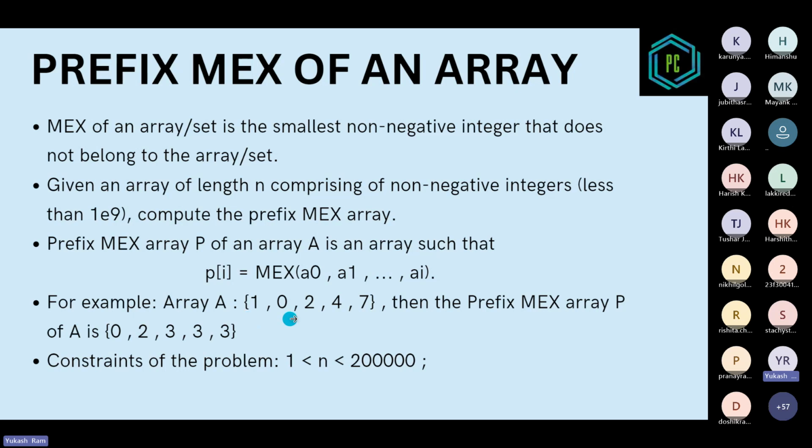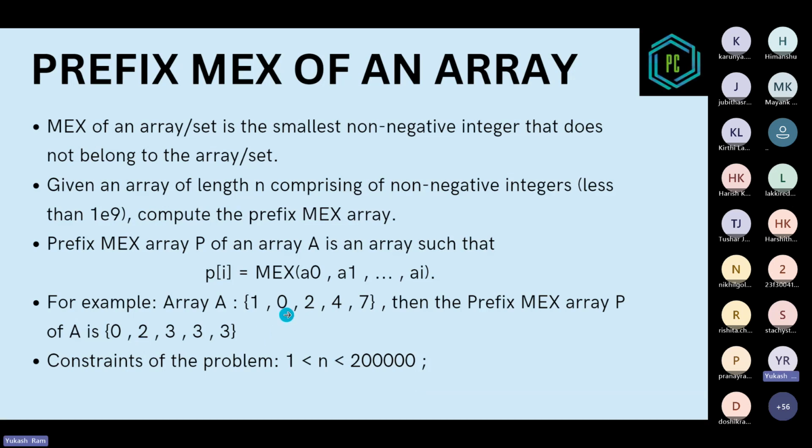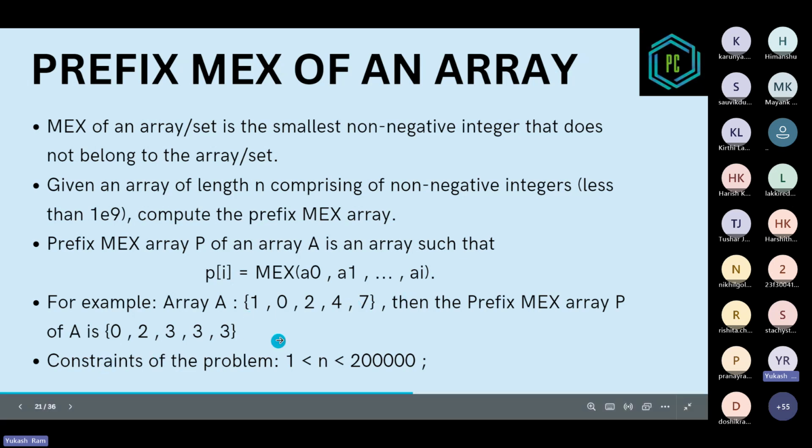Similarly, if we consider the first two elements, 1 and 0, then the smallest non-negative integer that hasn't appeared yet is 2. And if we do that for 1, 0, 2, since 0, 1, 2 have appeared, the smallest non-negative integer that hasn't appeared is 3. Similar for the other elements as well. The constraint of the problem is n less than 2 into 10 power 5.